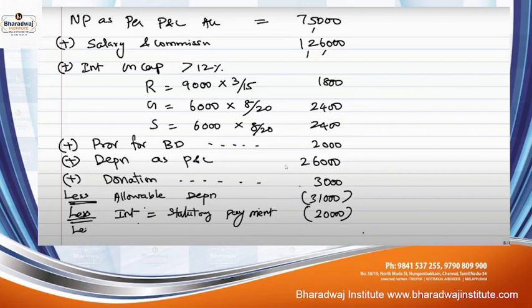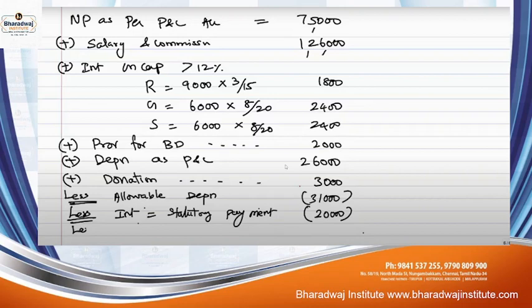Up to this, are you clear? Net profit as per P&L account, how much? 75,000. We add back salary and commission because we will allow it later. Interest on capital more than 12%. More than 12% for R 3 by 15, G 8 by 20, S 8 by 20. Provision for bad debts, only actual loss can be claimed, provision cannot be claimed. This is not assessment of firm, PGBB chapter. Then depreciation as per P&L account, how much? 26,000. Donation will be claimed under section 80. Then less allowable depreciation. Interest paid in the current year is a statutory payment.